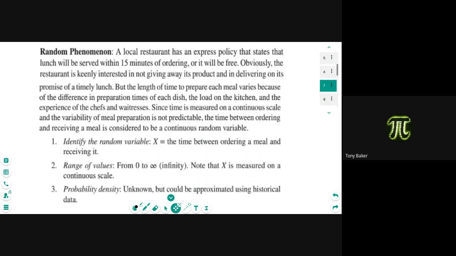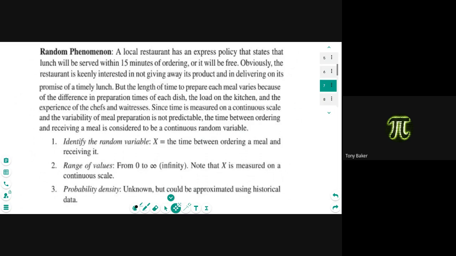A local restaurant has a policy that states lunch will be served within 15 minutes of ordering or it will be free. Obviously, the restaurant is keen about not giving away the food, but the length of time to prepare each meal varies because of the difference in the preparation time of each dish, the load in the kitchen, all these type of things. So in this case, what's the variable? What's the thing that we don't know at the end? Yeah, that's the time, right? There are lots of things that can go into why that time exists, but the variable that I'm concerned with is time. Is this discrete or continuous?